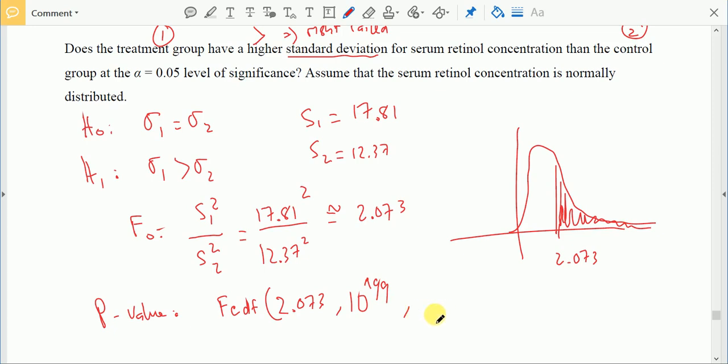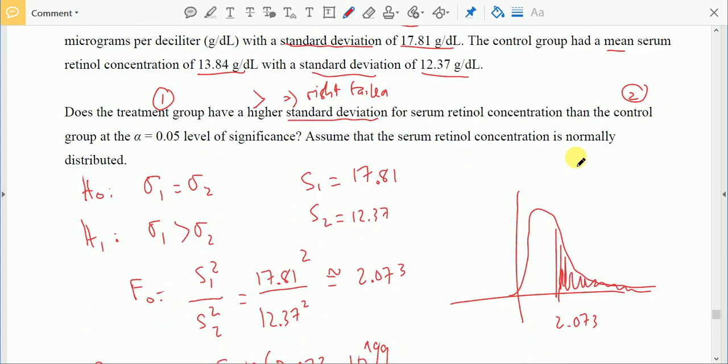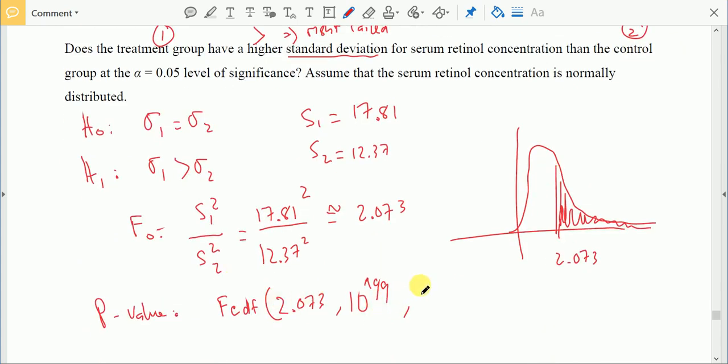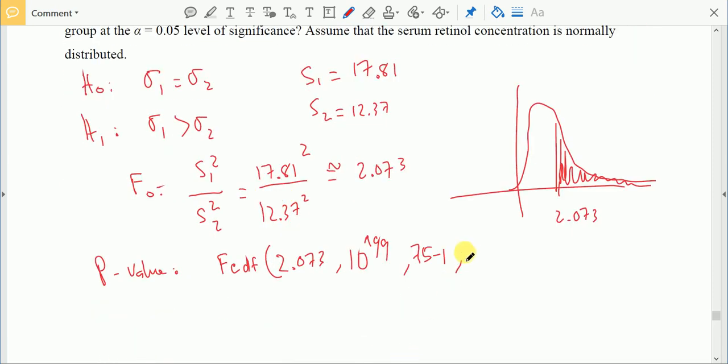Then the next one is the degree of freedom of the top. The top has 75 samples, so the degree of freedom is 75 minus 1. And the bottom also has 75 samples, so the degree of freedom of the bottom is 75 minus 1. Using the TI-83 or 84, I get around 0.000996, and this is much less than 0.05.